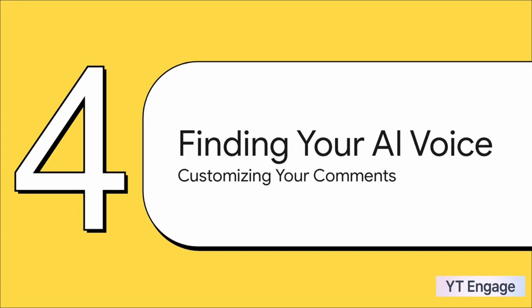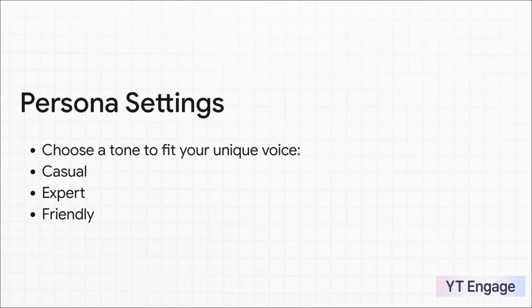Now, this is maybe the most important part of the whole thing. An AI assistant is completely useless if it doesn't sound like you, right? The whole goal here is authenticity, and that's where all the customization features come into play. The persona settings are your secret weapon here. You can literally tell the AI exactly what kind of vibe you're going for. Do you want to sound casual and friendly? Or maybe you're an expert in your niche and you want to sound more authoritative. Or hey, maybe you're known for being a little witty. You just select a persona and you make sure the drafts actually match your channel's unique voice.